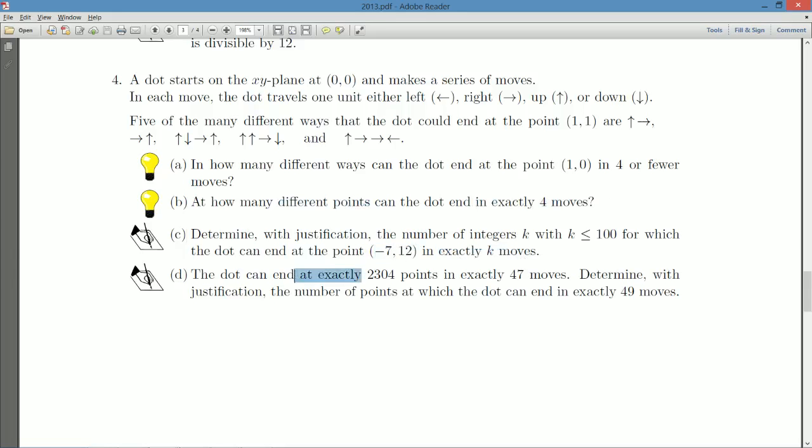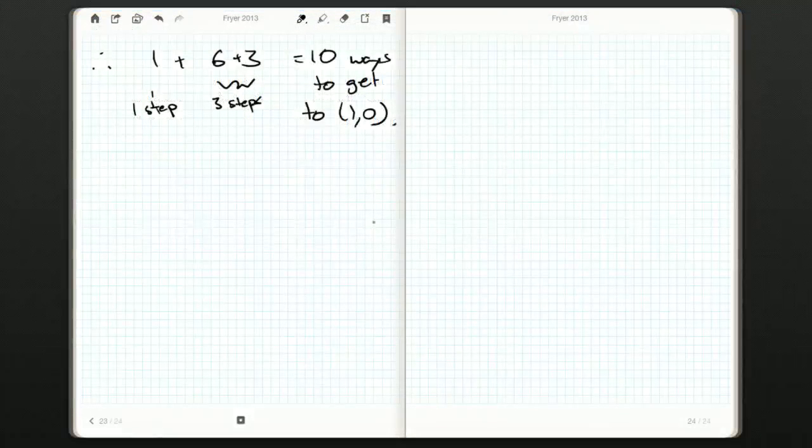The dot can end up at exactly 2,304 points in exactly 47 moves. Determine with justification the number of points at which the dot can end in exactly 49 moves. So this is talking about the number of points in exactly a certain number of moves. So it might be helpful to be able to actually tell which points you can end up in a certain number of moves. So we're going to develop a general theory.